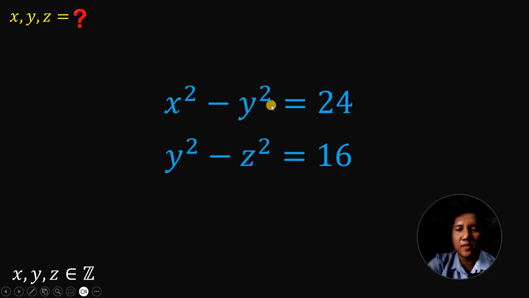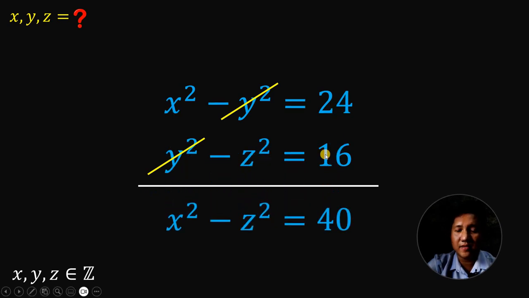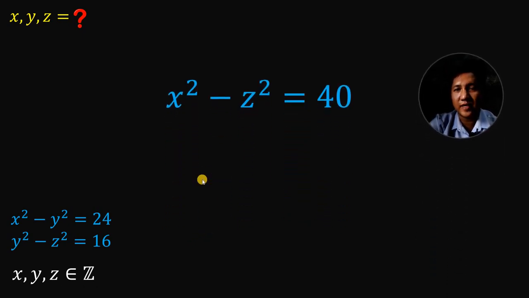One thing to notice here is we have negative y squared in the first equation and positive y squared in the second equation. So, if we add these two equations, we cancel out y squared. So, let's do that. Therefore, we get x squared minus z squared equals 24 plus 16, which gives us 40. Now, let's focus on this resulting equation, x squared minus z squared equals 40.